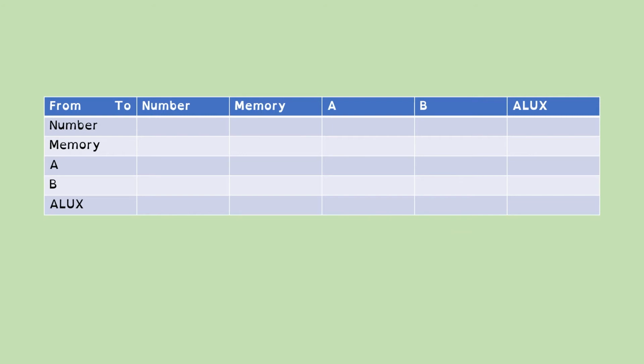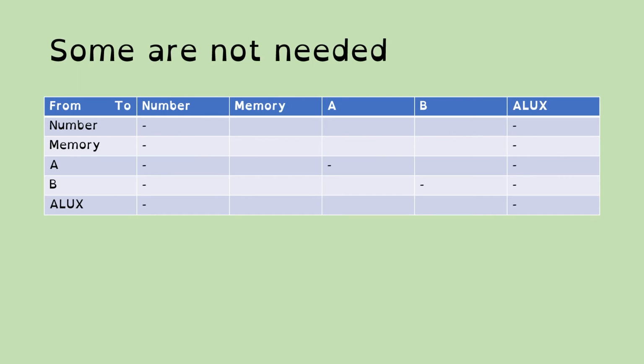Anyway, we've got the froms down the left-hand side, and we've got the tos across the top. So for example, the top left is from number to number. That's one we're not going to want. The next one across is from number to memory, etc. The ones that we're not going to need are most of those where it's from itself to itself: from number to number, from A to A, from B to B, from ALUX to ALUX, not needed. From memory to memory could be needed. You might want to copy a number from one memory location to another, so that's why that one's been left in.